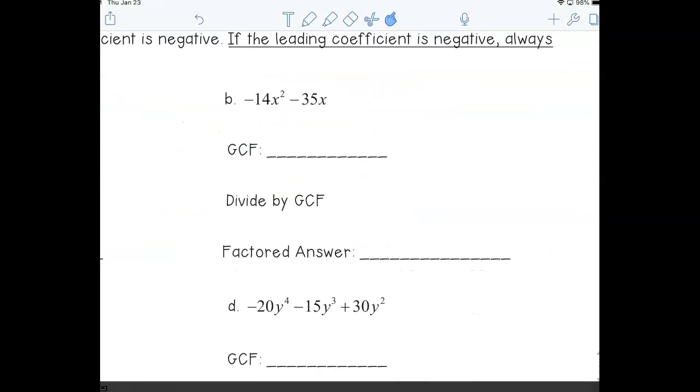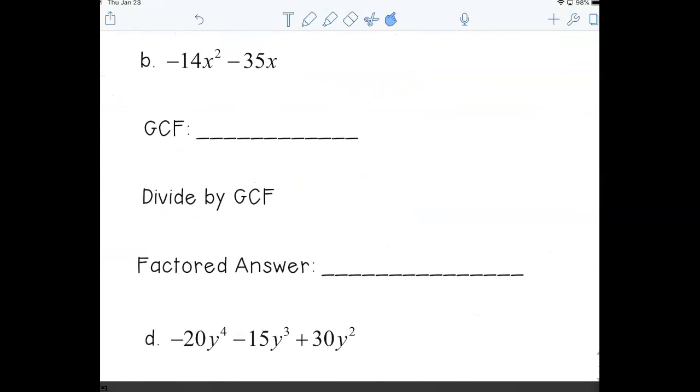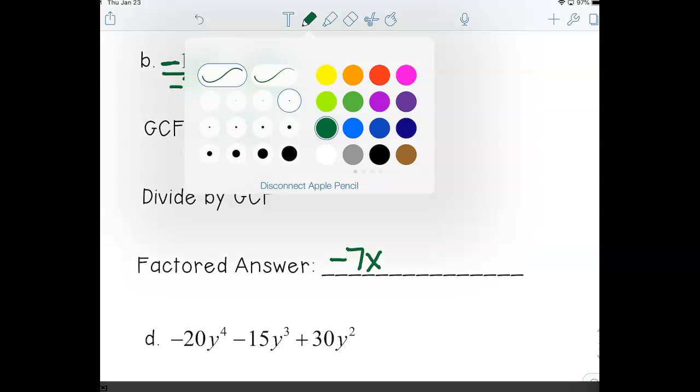going to B. So this one has a negative in front. We're going to divide by a negative. It doesn't matter if all the other signs are negative or not. We're going to divide by a negative. 14 and 35 both divide by 7. They have an x in common. So -7x. That -7x goes in the front of my factored answer.